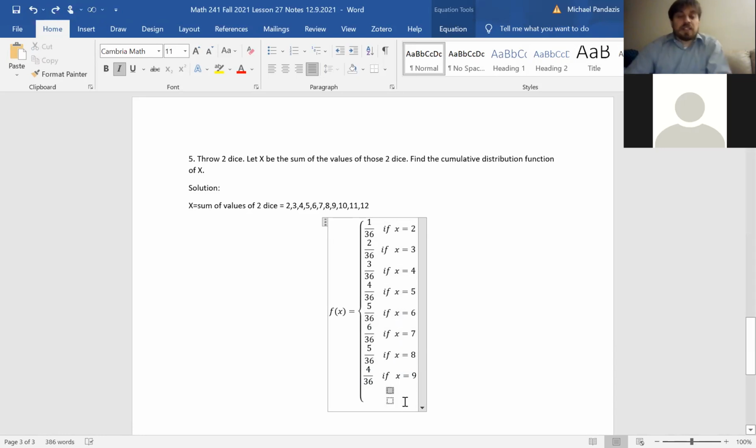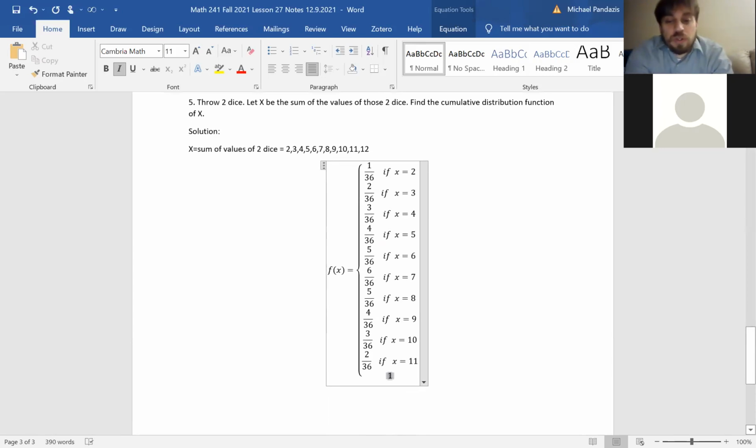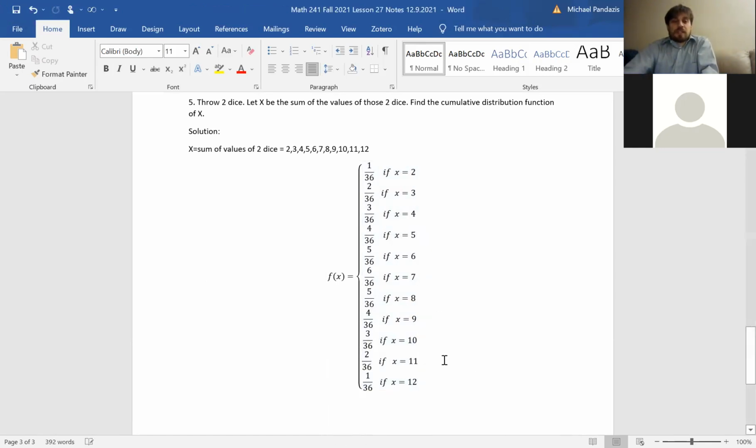Then there's a 3 over 36 chance if x is 10, because the only possibilities for the sum to be 10 in 2 rolls would be 4 plus 6, 5 plus 5, or 6 plus 4. And there's a 2 over 36 chance if x is 11, because the two possibilities are 5 plus 6 or 6 plus 5. And there's a 1 over 36 chance if x is 12. That would be 6 plus 6. Okay, so this is the PDF for the sum of 2 rolls of a die.